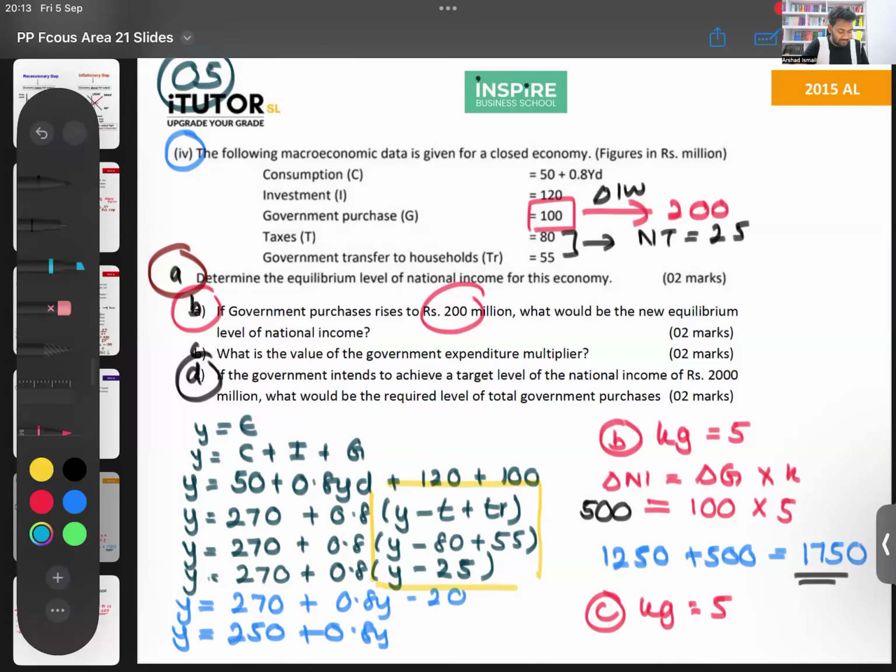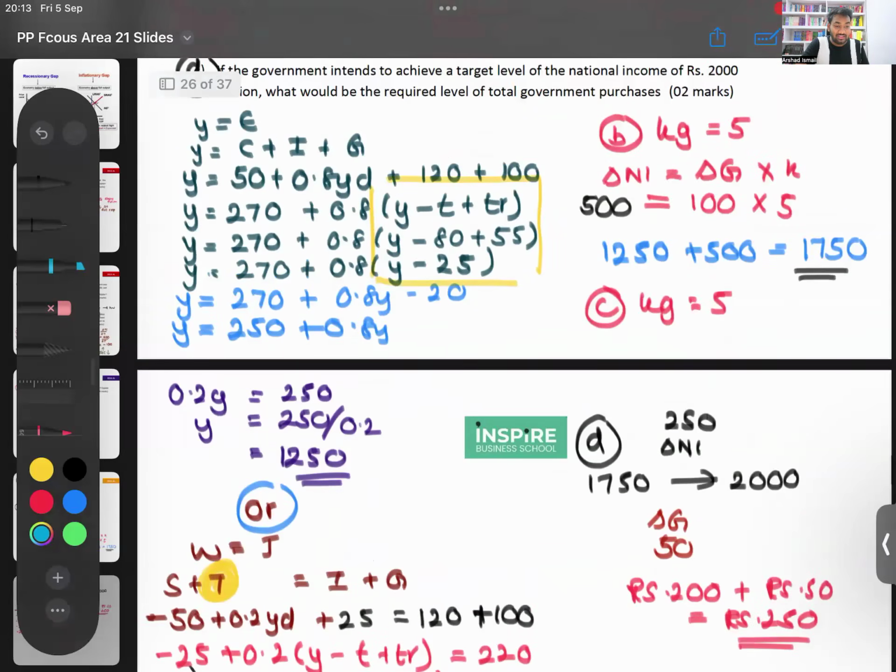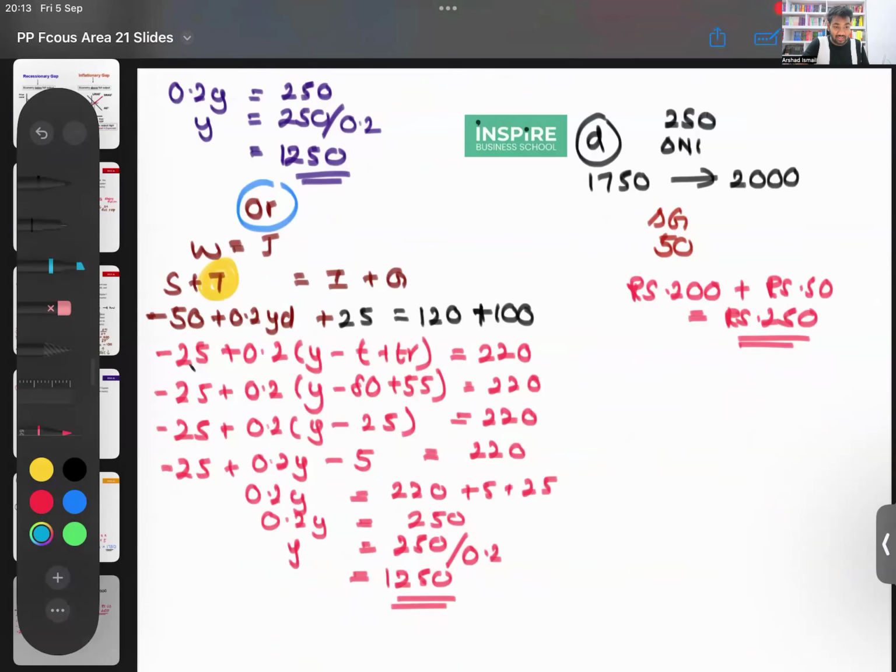The previous one, the last part. Previous one, part D. So part D, once again, now they're asking you if you want national income to come to 2000, by how much should government spending change? What should government spending be?